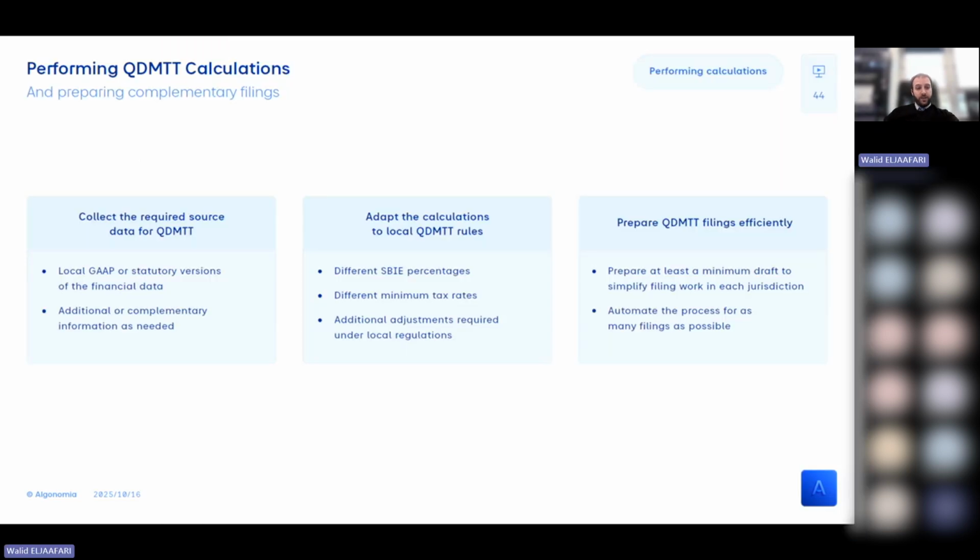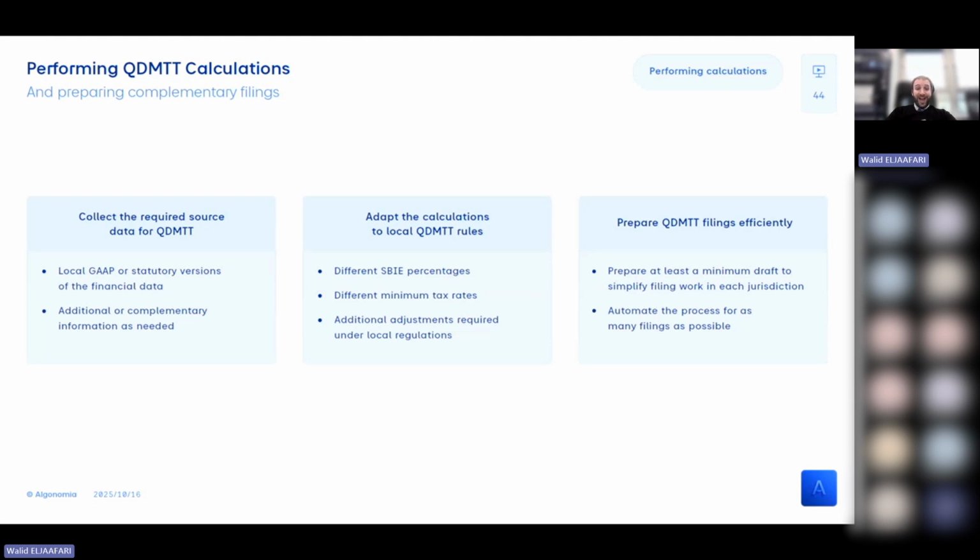Finally, let's talk a bit about the QDMTT before going into the demo. Well, in terms of QDMTT, there are specific elements that change. First, you may need additional data sources depending on the jurisdiction for which you need to compute the QDMTT. Namely, you may need to collect the local GAAPs and the statutory version of the data, as well as maybe some other information not usual for the global computation.